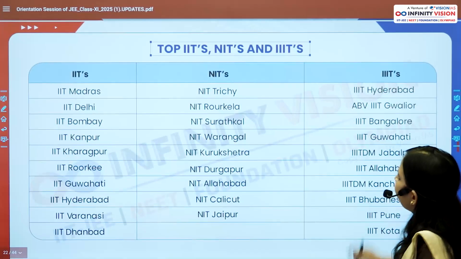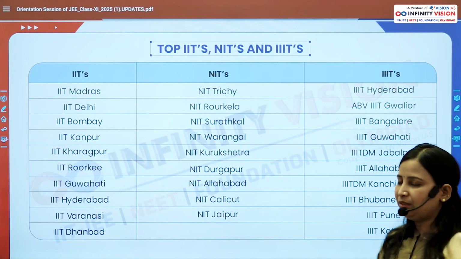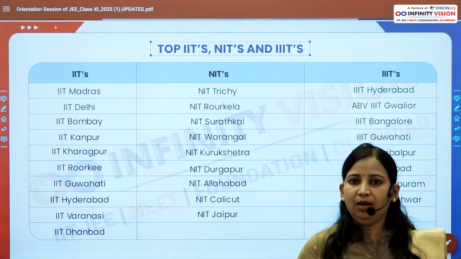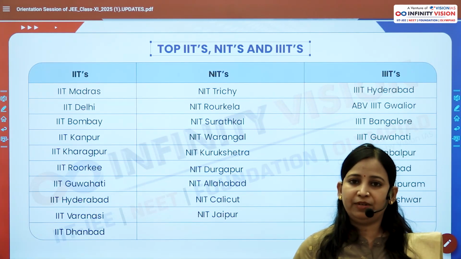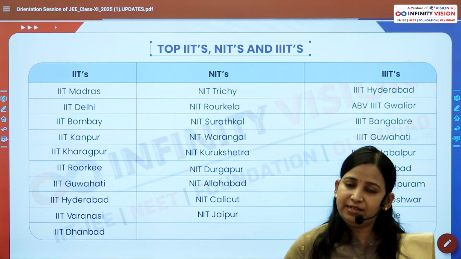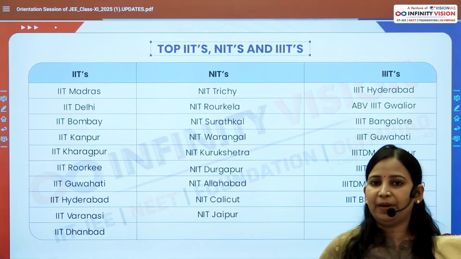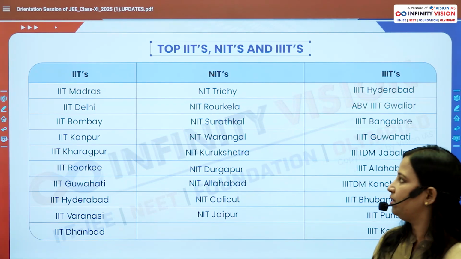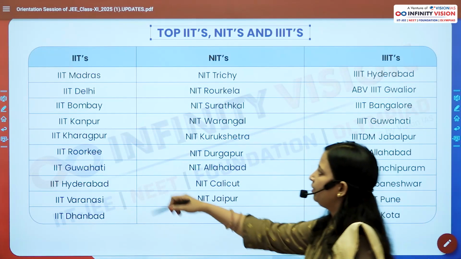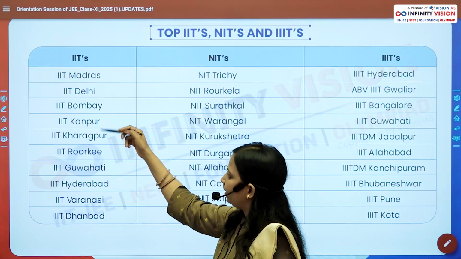Here we can further see the top IITs, NITs and triple IITs. Okay, first of all, we know that for admission into IITs you have to crack JEE Advanced, and for cracking JEE Advanced you have to first qualify the JEE Mains exam, so that you will be eligible to appear in the JEE Advanced exam. If you want admission in the top IITs, then you have to crack the JEE Advanced exam. Now what are the top IITs, NITs and triple IITs? In IITs we can see IIT Madras is in the top position, followed by IIT Delhi, then IIT Bombay, IIT Kanpur and IIT Kharagpur.